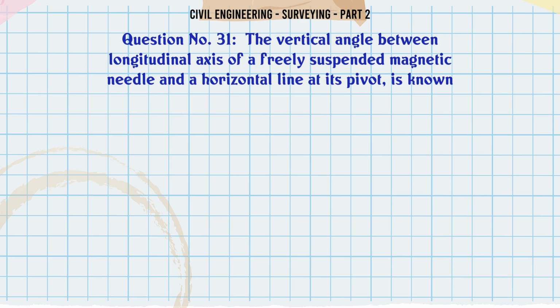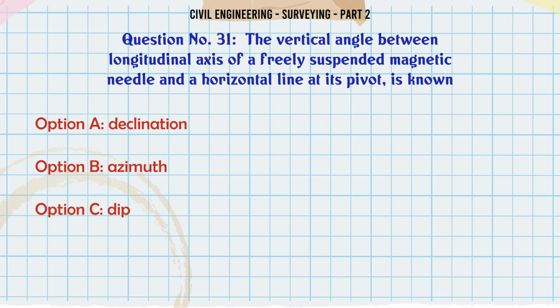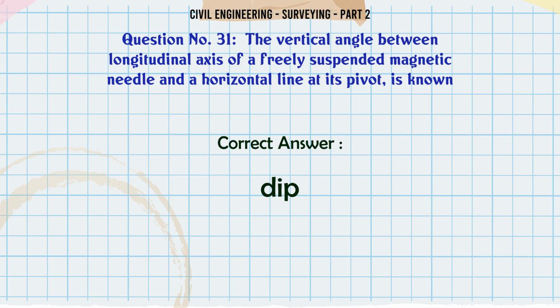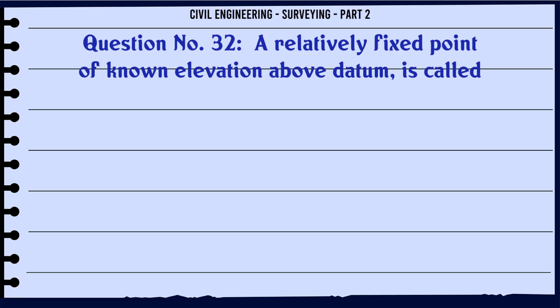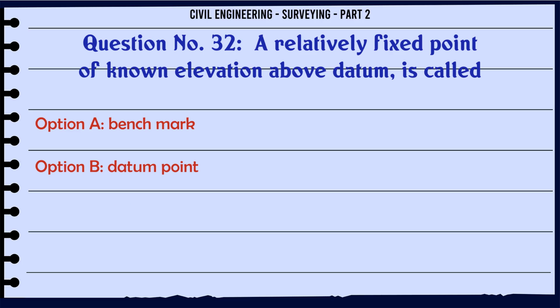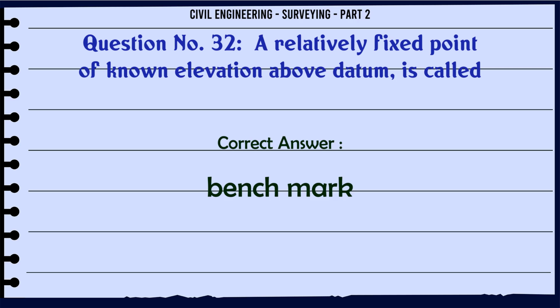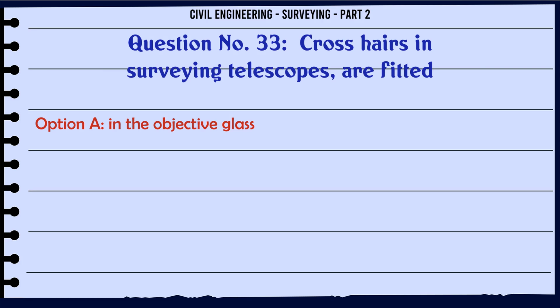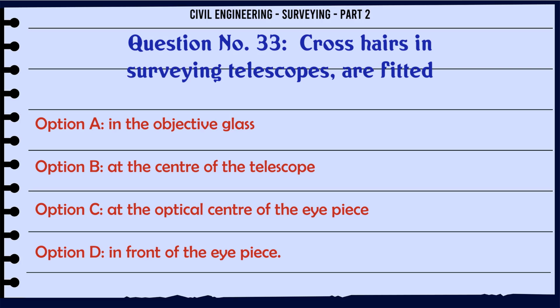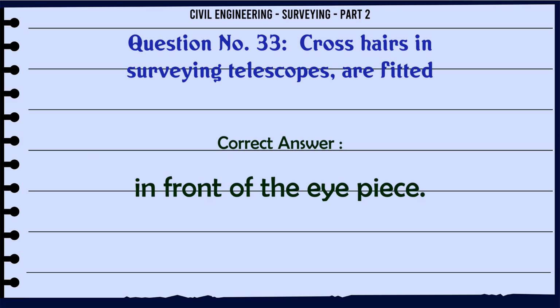The vertical angle between the longitudinal axis of a freely suspended magnetic needle and a horizontal line at its pivot is known as A. declination, B. azimuth, C. dip, D. bearing. The correct answer is dip. A relatively fixed point of known elevation above datum is called A. benchmark, B. datum point, C. reduced level, D. reference point. The correct answer is benchmark. Crosshairs in surveying telescopes are fitted A. in the objective glass, B. at the center of the telescope, C. at the optical center of the eyepiece, D. in front of the eyepiece. The correct answer is in front of the eyepiece.